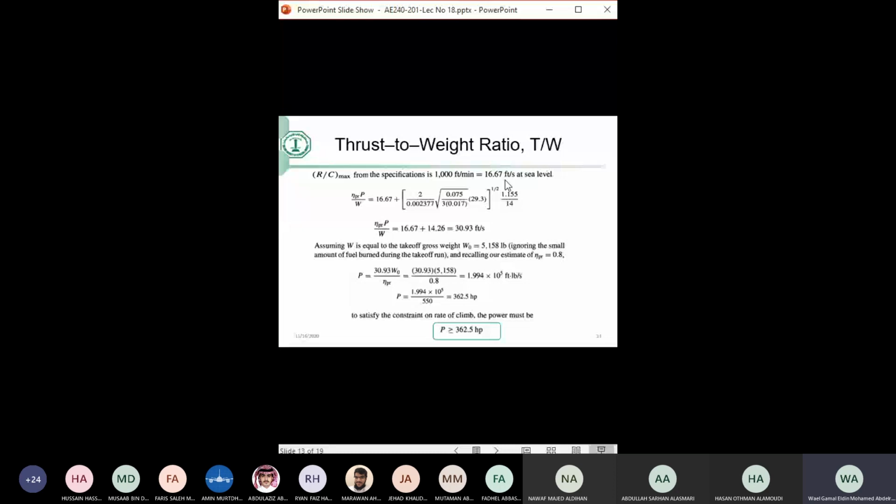Okay, so we know everything now in the equation because I know the weight, I know the efficiency of the propeller. The only unknown here is P. So P turns out to be 362 horsepower. So in order for the aircraft to achieve 1,000 foot per minute rate of climb, it needs an engine of 362 horsepower, more than double that we needed to achieve the takeoff distance. So of course I will forget about the 118 and that will be my new power. This is what the engine should be, 362 horsepower.